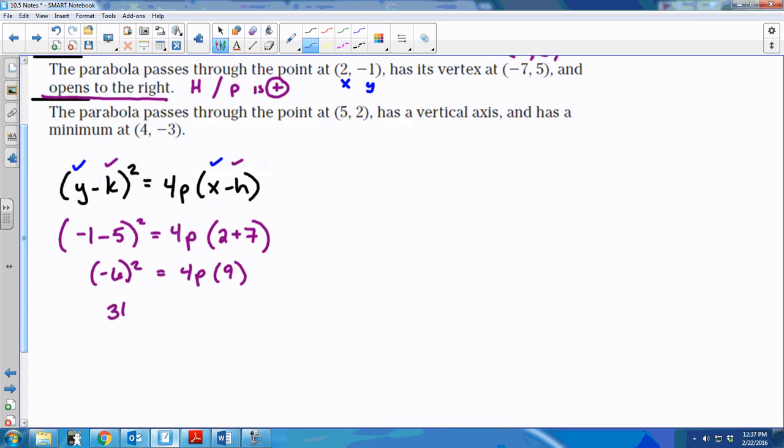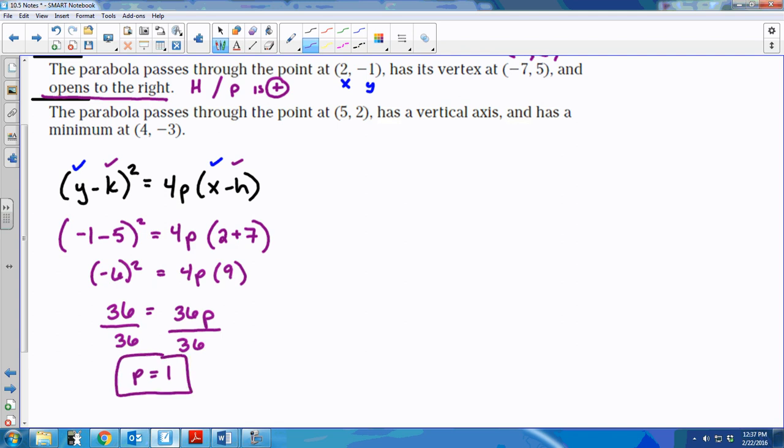-6 squared is 36. 4 times 9, because you have 4 times P times 9, so 4 times 9 is also 36. Oh my God, I know P equals... P equals 1. P equals 1, Cyrus. That's right. Okay, so P equals 1.